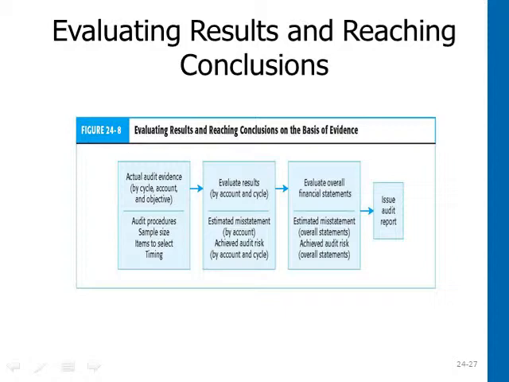And so this figure just helps us to visualize the process by which we evaluate our results and reach conclusions. So we have actual audit evidence, which is by cycle, business cycle, by account, and by objective, which is supported by the audit procedures and the sample size that were selected. We evaluate the results by account and by cycle. And what we're comparing when we evaluate those results are the estimated misstatement amounts by account and our achieved audit risk by account and business cycle.